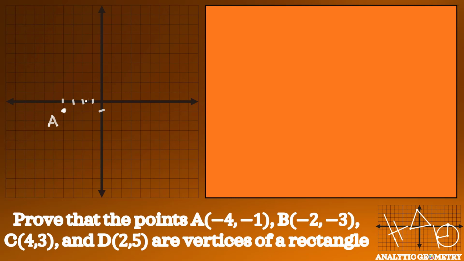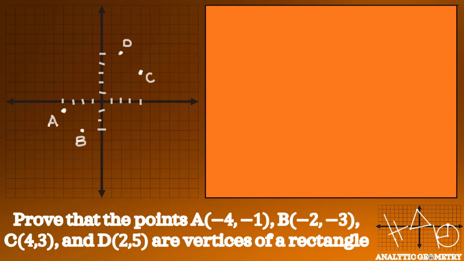B is at -2 and -3. This is our point B. Point C now is at 4 and 3, so 1, 2, 3, 4, then 1, 2, and 3. So this is point C. And our point D is at 2 and 5: 3, 4, 5, 1, 2, and then here. This is our point D.